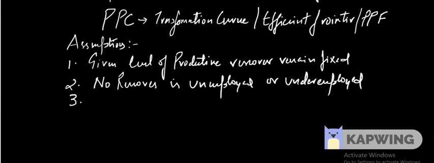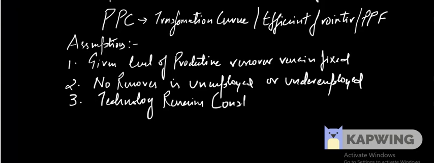And third, technology remains constant. So while framing the production possibility curve, we assume that the technology remains constant. However, we will relax this assumption in the next video, where we show what will happen when the technology changes.